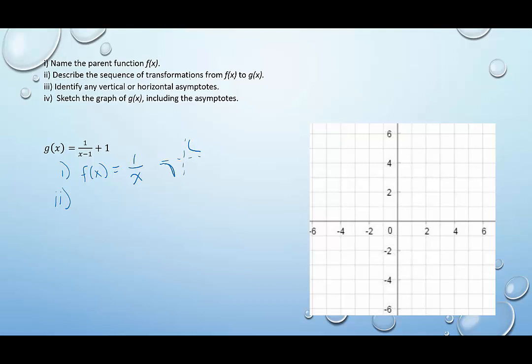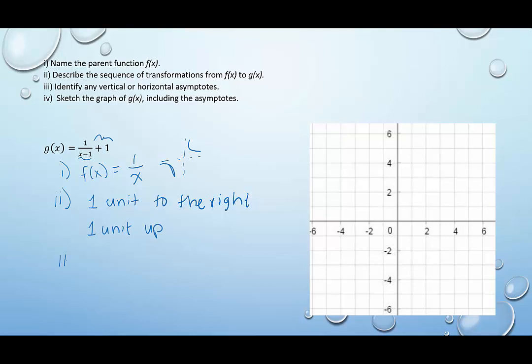Okay, describe the sequence of transformations. So how is this graph different? I don't see any negatives here, so we have no reflections, but I do see that there's 1 being subtracted from x. That indicates that we do have a horizontal shift. This graph is shifting 1 unit to the right. And this +1 indicates that the graph is moving up 1 unit. So from the parent function, our g is going to be moving to the right and up.